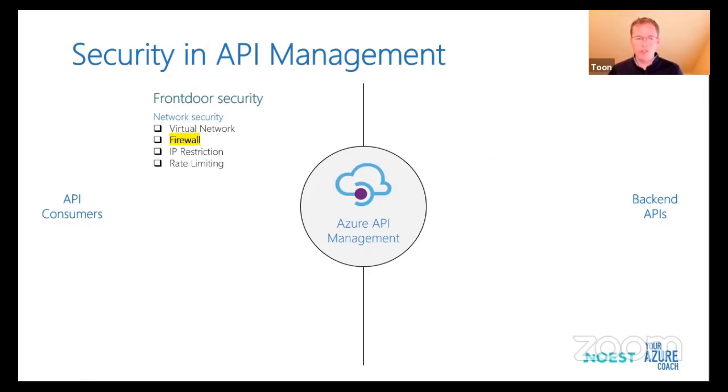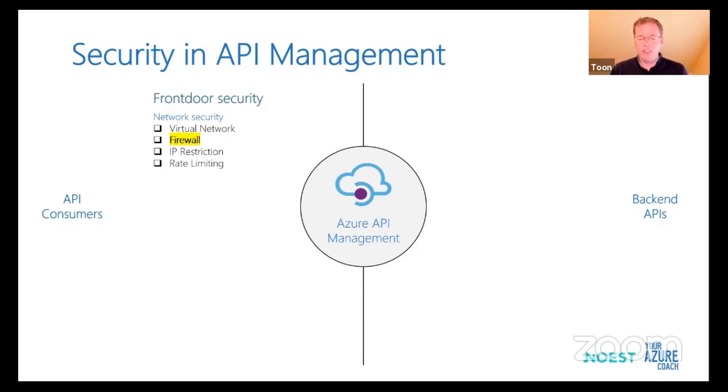If you look at the front door security, there are several options available. One of them is network security. You can deploy Azure API Management internal to a virtual network, which means that by default, only API consumers that are hosted in the same virtual network or in any peer network can consume that API Management instance. If you want some of these APIs to be exposed explicitly on the internet, you can of course configure that with, for example, an application gateway.